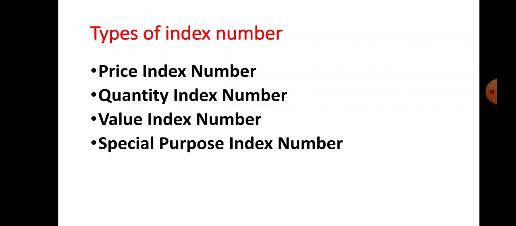Number 4 is a special purpose index number. What is special purpose index number? They are constructed with some specific purpose. For example, import export index number, labor productivity index number, share price index numbers, consumer price index number, wholesale price index number, human development index, and so on. So such type of index number, they are constructed for specific purpose.